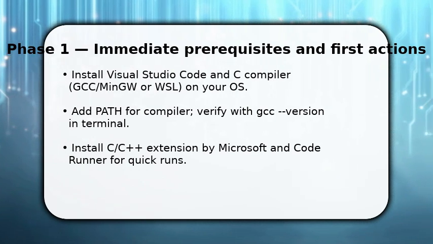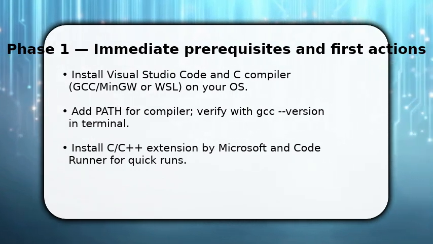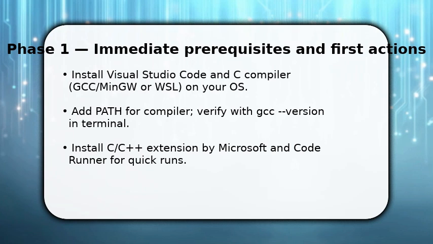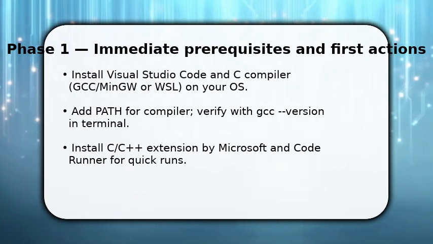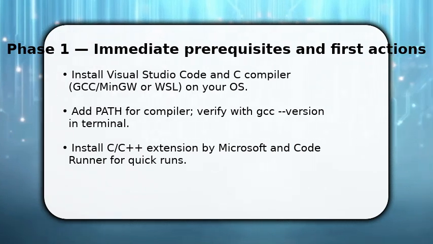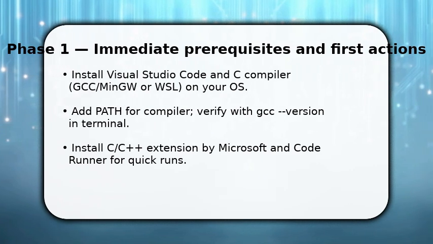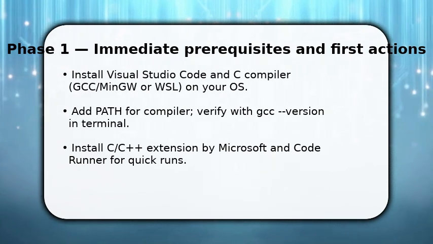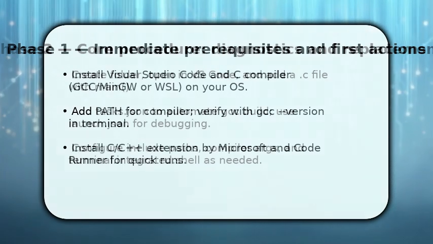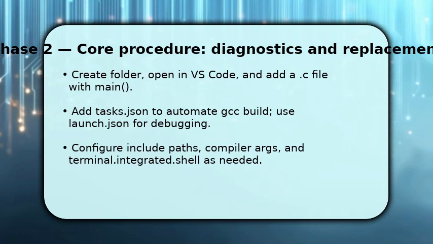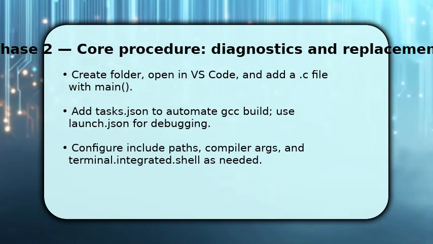Next, install the Microsoft C/C++ extension and Code Runner to speed up testing. These steps let the editor understand code and let you compile without leaving VS Code, so set them up now. Open your project folder in VS Code and create a C file with a simple main to test.